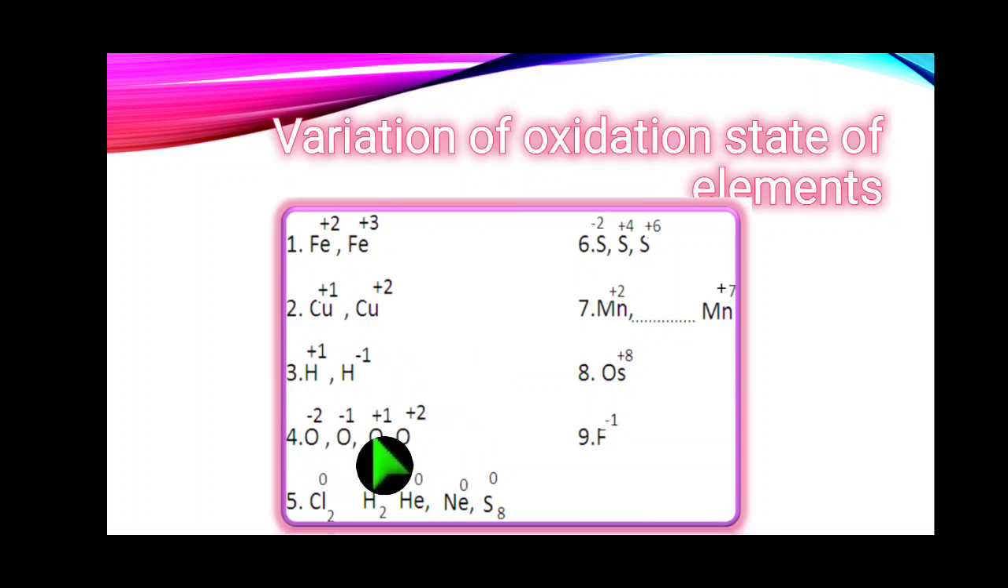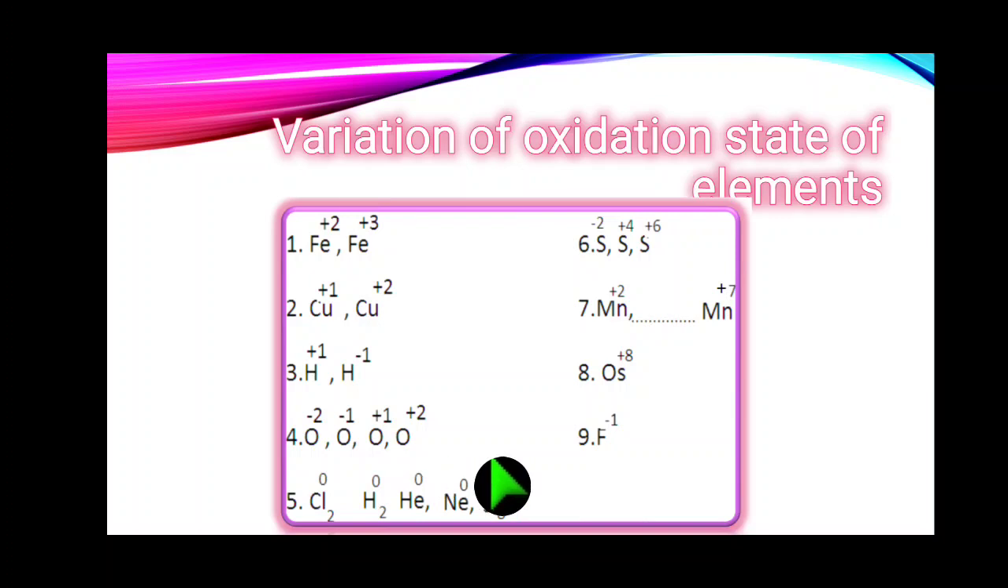Likewise, oxygen has minus 2, minus 1, plus 1, plus 2, a variety of oxidation states. The most common oxidation state of oxygen is minus 2. In the next slides, we can see where oxygen is minus 1, plus 1, and plus 2. We will see the examples.